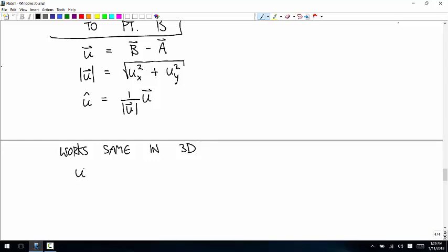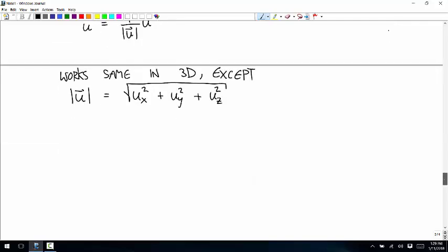So the only difference is this vector U magnitude is just the x component squared plus the y component squared plus the z component squared, all square root. Everything else there works in 3D. Okay, so here's an example.